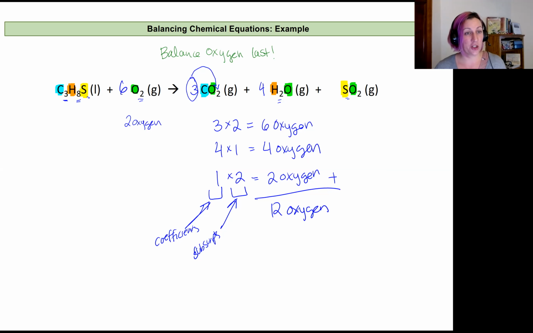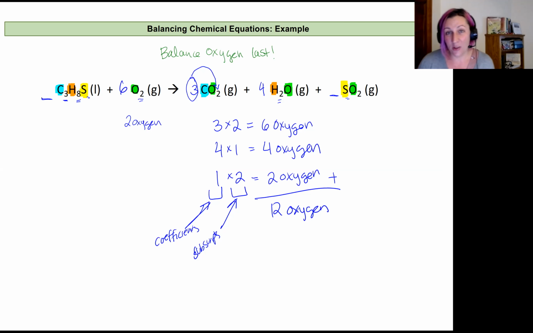I can look and make sure that these are the smallest whole numbers possible. Because I don't have a number in front of sulfur dioxide or the C3H8S, that means there's really 1 mole of each of those molecules in my reaction mixture. So I can't make this any smaller than the number 1. So I'm not going to be able to reduce this in any way. So this is my smallest whole number ratio for all of my reactants and products.